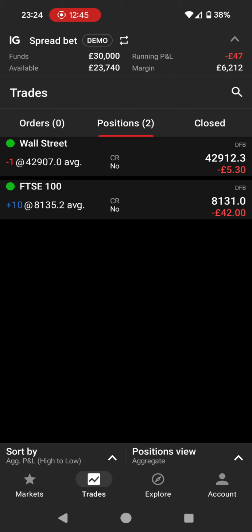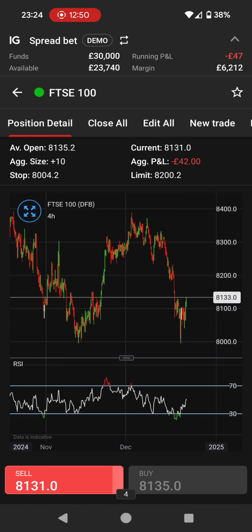So let's click on one of these trades just to see how things work. We've got the FTSE. As you saw, I put that stop loss in at 8,000, which is this bar along the bottom. And then I put a target price of 8,200, as you can see on that top bar. So I could turn off my phone, I could delete the app, and it's either going to hit one of those two prices. It's either going to sell at a loss or it's going to sell at a profit.